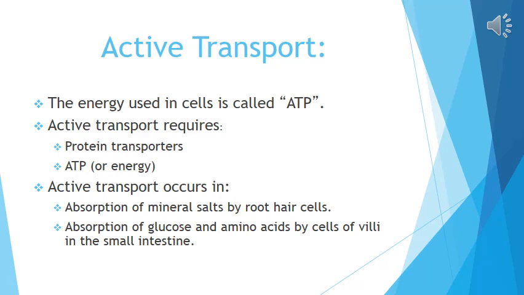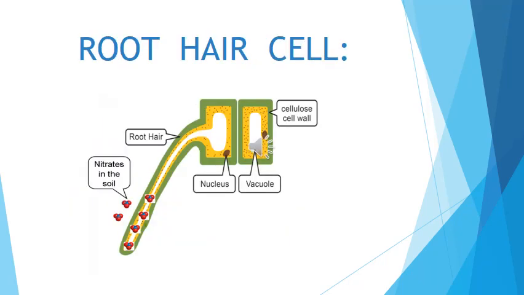Remember, active transport occurs in absorption of mineral salts by root hair cells and absorption of glucose and amino acids by cells of villi and the small intestine. Let's understand how active transport occurs in root hair cell. You can see that the amount of nitrates in the soil is lesser as compared to the nitrates in the root hair cell. Now these nitrate molecules will be absorbed by active transport by the root hair cell from the region of their lower concentration to the region of their higher concentration.